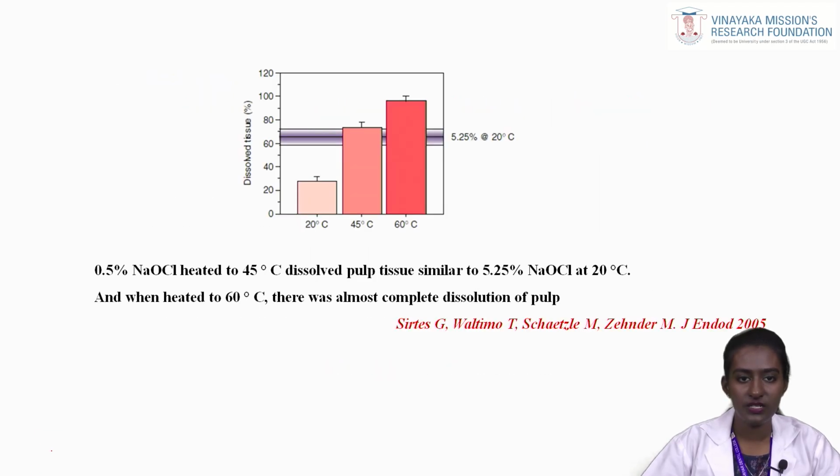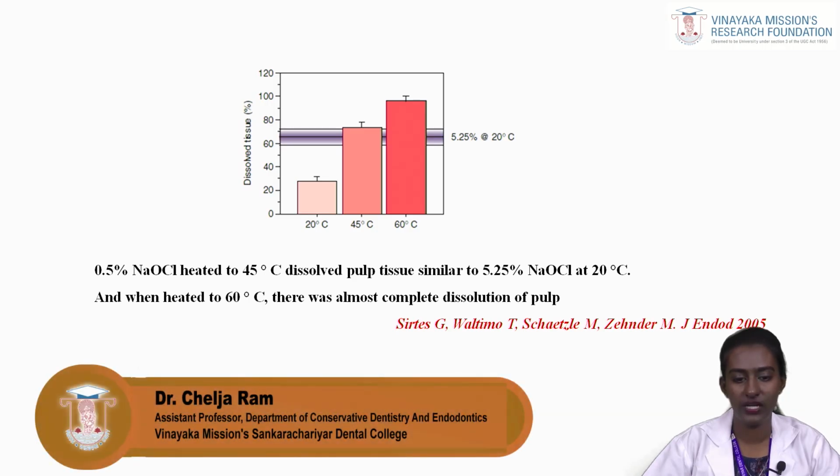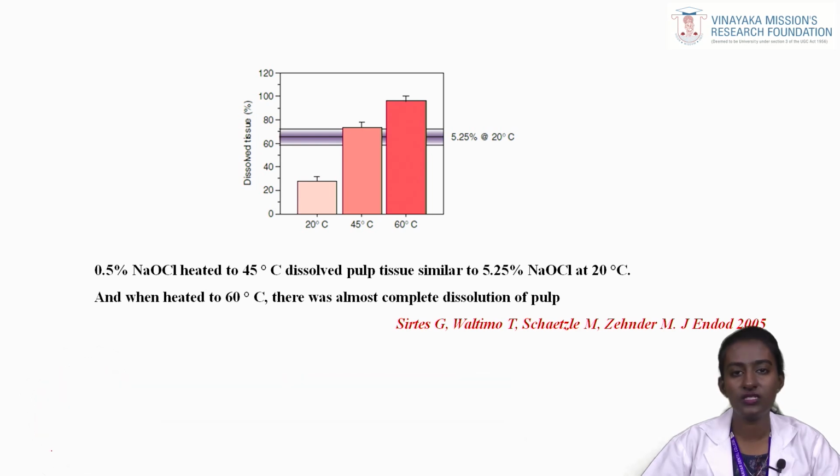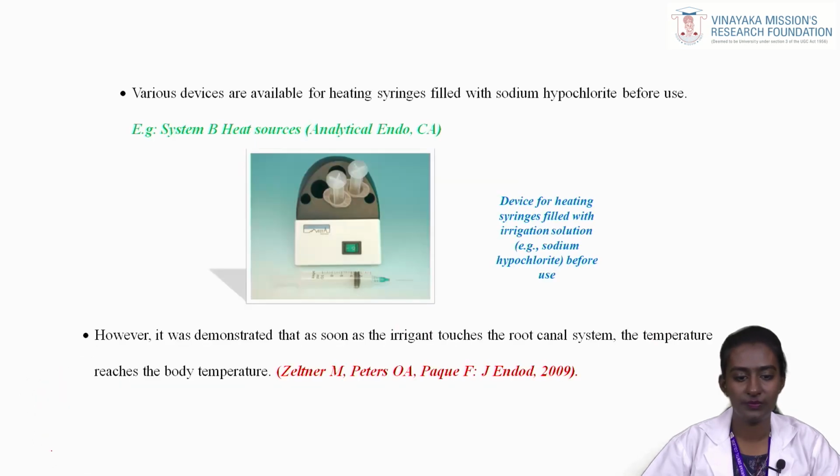So 0.5% sodium hypochlorite, which is heated to 45 degrees Celsius, basically dissolved the pulp tissue, similar to 5.25% sodium hypochlorite at 20 degrees Celsius, and when it was heated to 60 degrees Celsius, we noticed almost complete dissolution of the pulp. The various devices used for heating the syringes are basically the system heat resources, and as soon as the irrigant touches the root canal system, the temperature will reach body temperature.